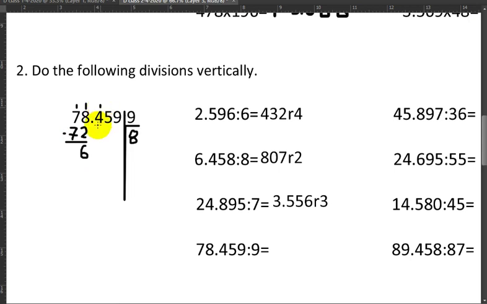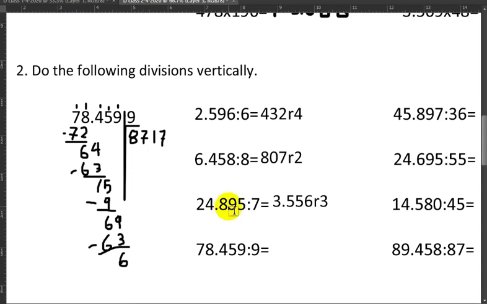I pull down the 4. 9 goes into 64 7 times. 7 by 9 makes 63. Pull down the 5. 9 goes into 15 once. 1 by 9 makes 9. This would give me 6. Pull down the 9. 9 into 69 7 times. 7 by 9 makes 63. And I get 6. I have nothing else to pull down, so my result is 8,717 with a remainder of 6.